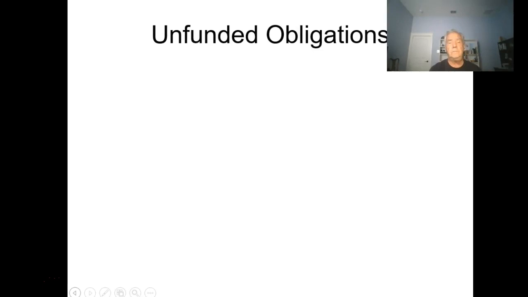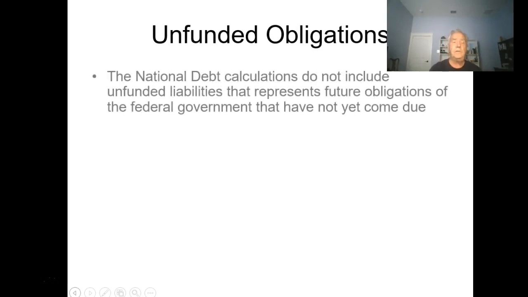All right, now there's a problem. It's called unfunded obligations. The national debt does not include unfunded liabilities that represent future claims on the government that haven't come due. For instance, retirement benefits for that 40% of the labor force that works for a government, health insurance for those people, dental, medical, optical. These are all liabilities that these entities have. Federal government, state, local, city of Dallas has a problem, Fort Worth has a problem, Houston has a problem, Austin has a problem. They all have unfunded liabilities.